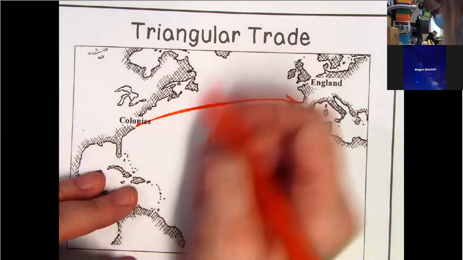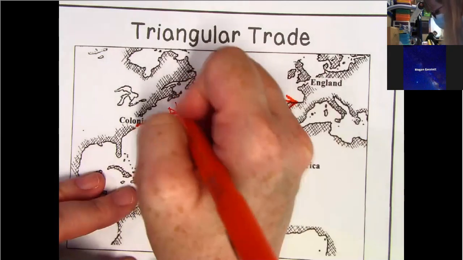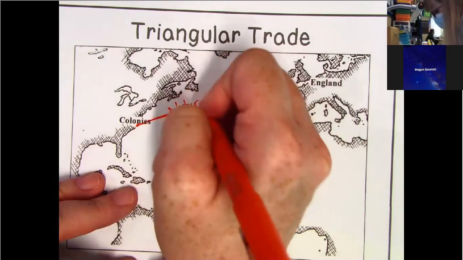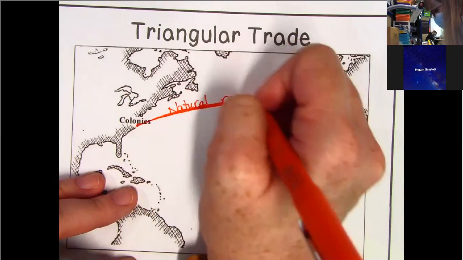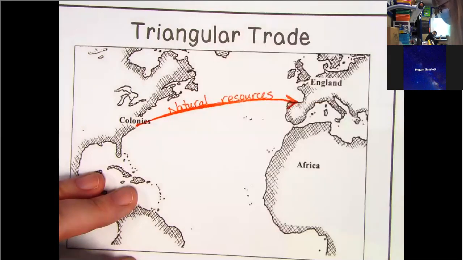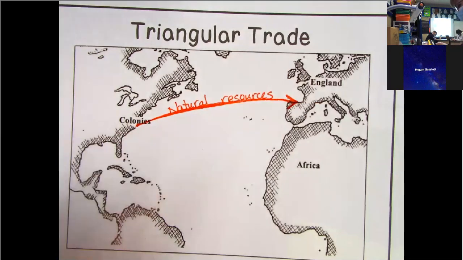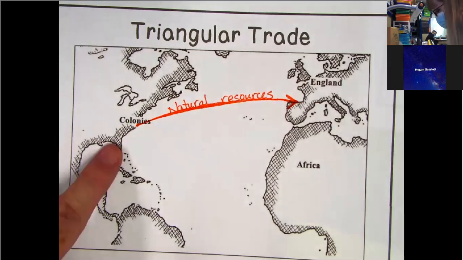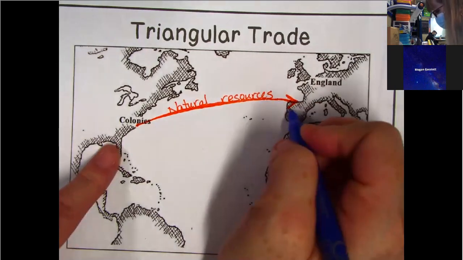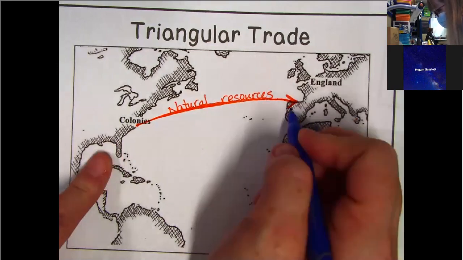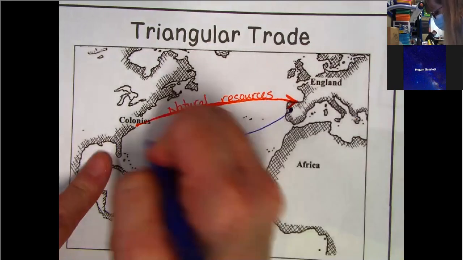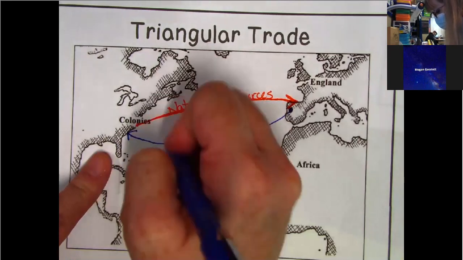Orange. And I'm going to label this natural resources. So that would be like cotton and lumber. Okay. So natural resources from colonies to England. Then what would England send? Manufactured goods from England to the colonies. And this is blue. Manufactured goods.